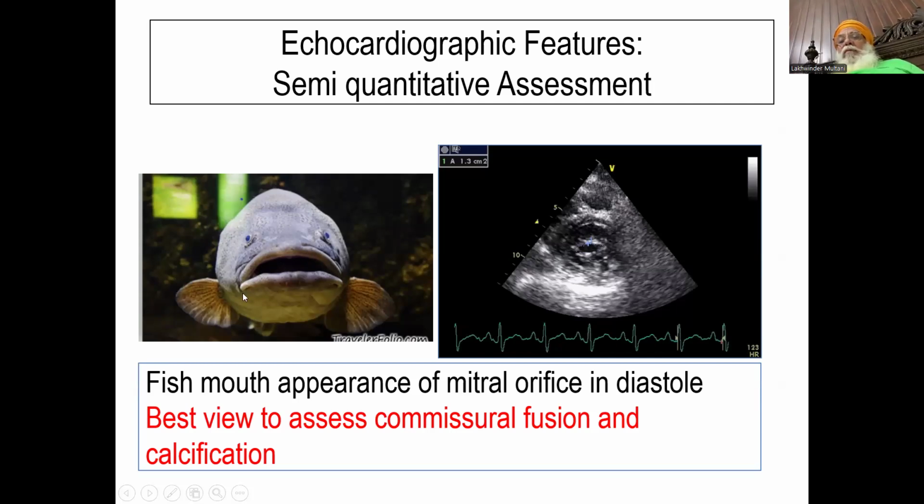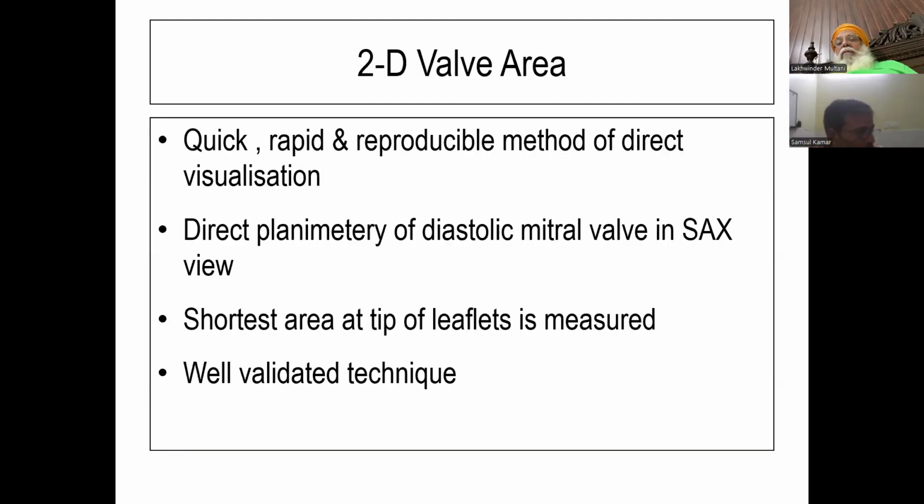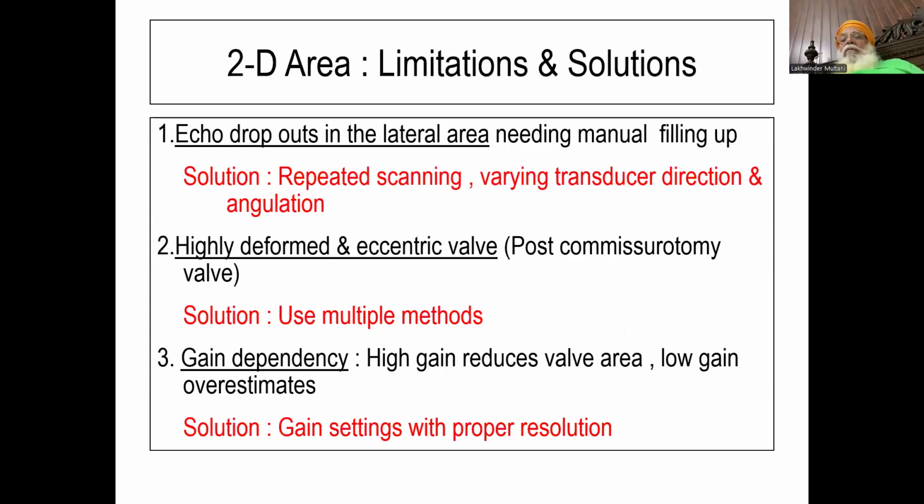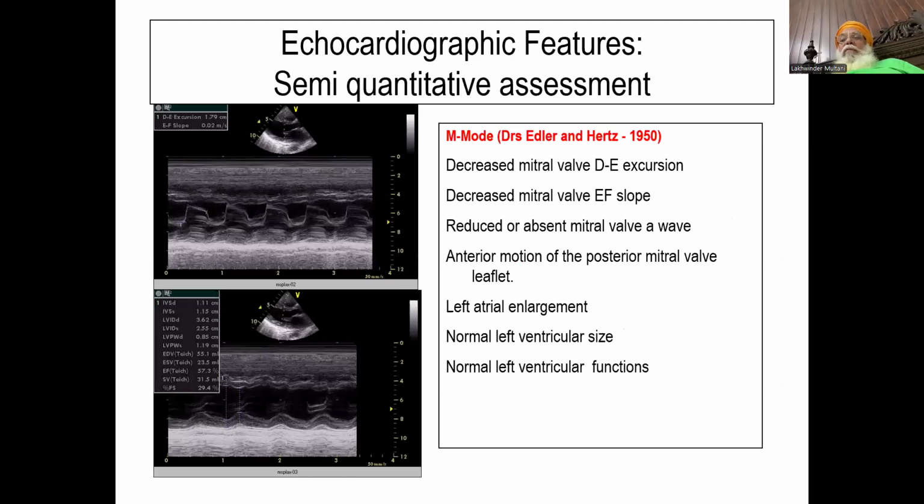AML is always bigger than PML. Look at your lips also. Your anterior lip is much bigger than the posterior lip. And that's what God has given to these mitral valves too. The most important part of this mitral valve is the assessment of the mitral valve area. We'll come to that in a couple of minutes.